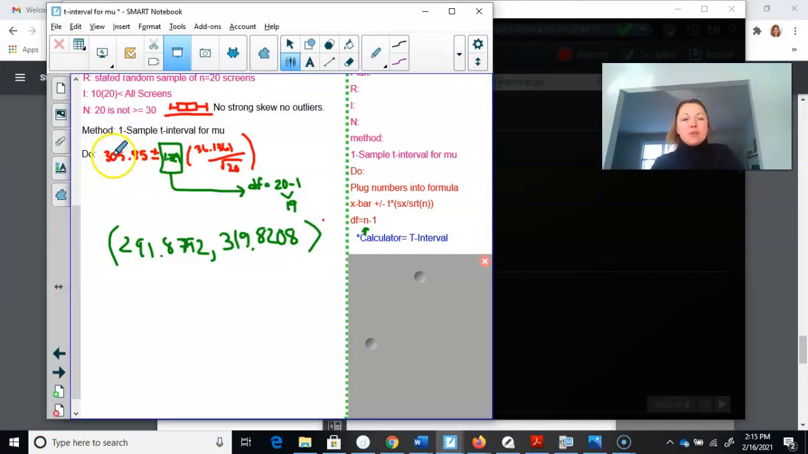So what we just did is we took our statistic, we added the margin of error to it, and we took our statistic and subtracted our margin of error to get a lower bound and an upper bound.